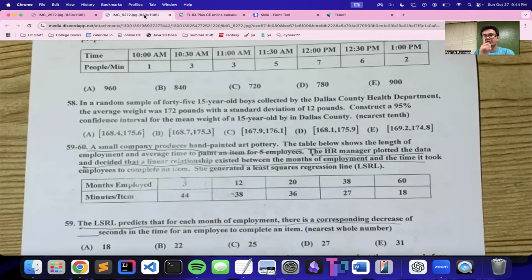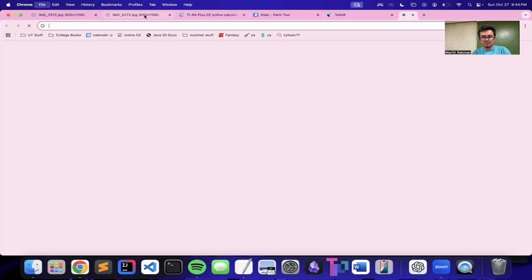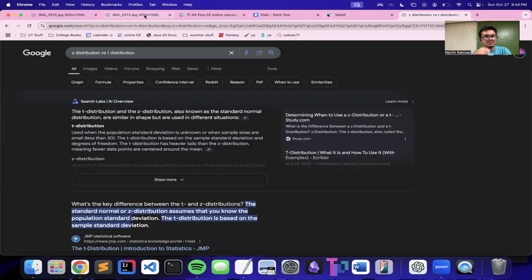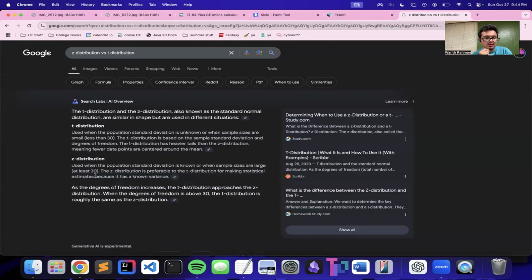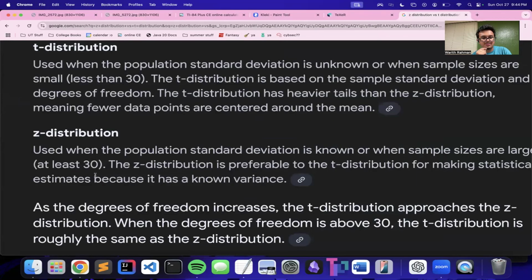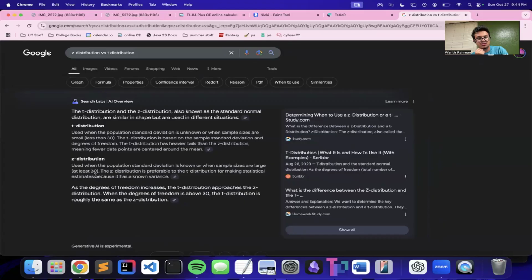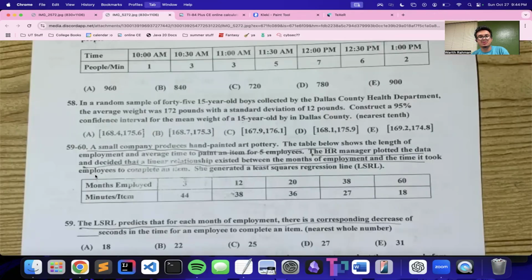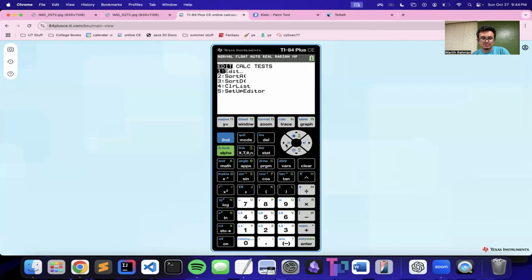Maybe it's a T interval. I'll figure it out in a sec because we will find a difference. But I think this is Z. Let's check. Z distribution versus T distribution. Z distributions are used when the population standard deviation is known or sample sizes are large enough. So for this, we actually may want to use a T interval instead. I forgot this stuff because 99% of the time it is a Z interval. And in the worst case, if you use Z interval and it doesn't work, you can just use T interval next.